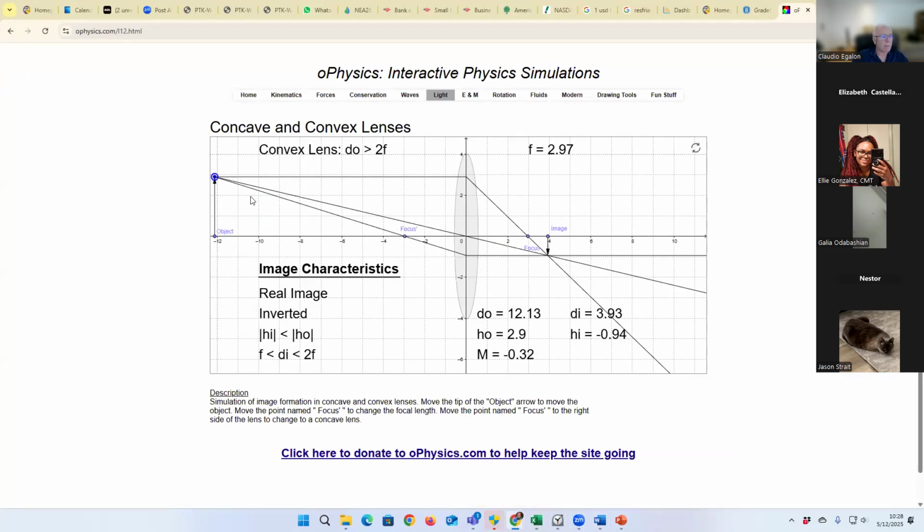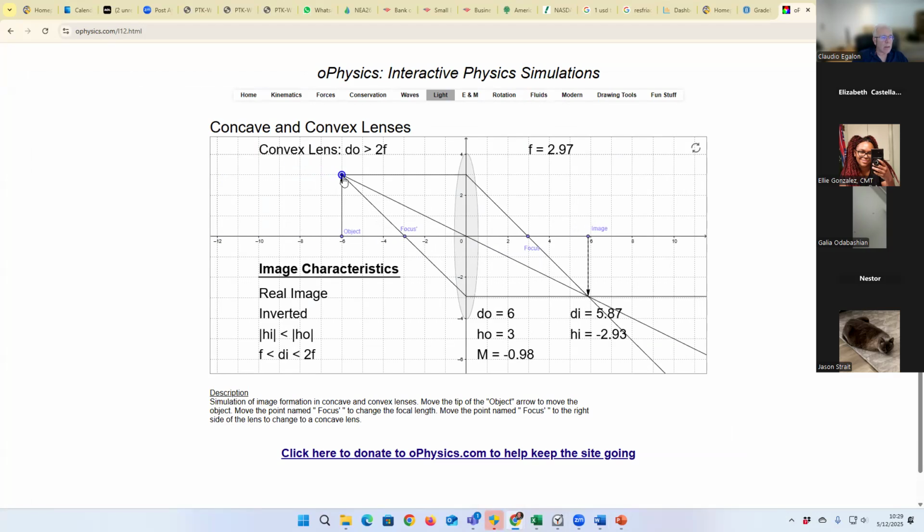Just take a look here. I'm gonna place it 1, 2, 3, 1, 2, 3. I'm gonna place it right in here. I want the focus to be exactly this one here. Okay. 3. Here you go. Better. F equal to 3. D naught is 6. Di is 6. Okay. And the size is the same, but it's just inverted.